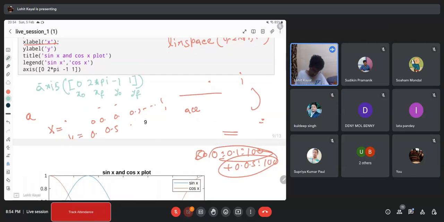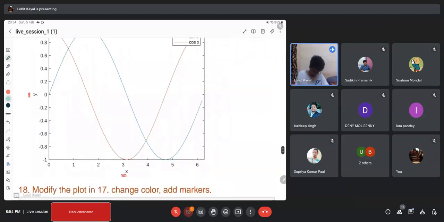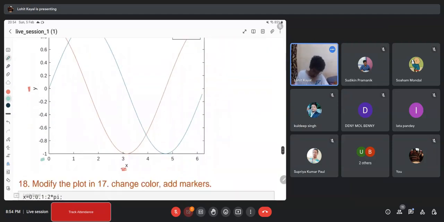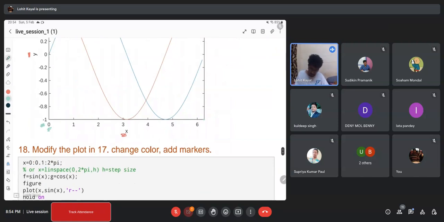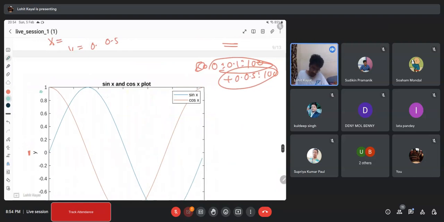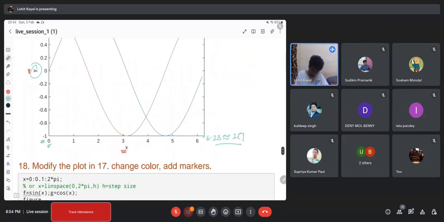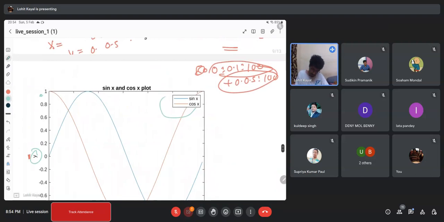And here is the plot. You can see this is -1, this is +1, this is 0, and this is 2 pi. This is approximately 6.28. And the title has appeared, sine x and cos x plot. This is the y label, this is the x label, and these are the legends.